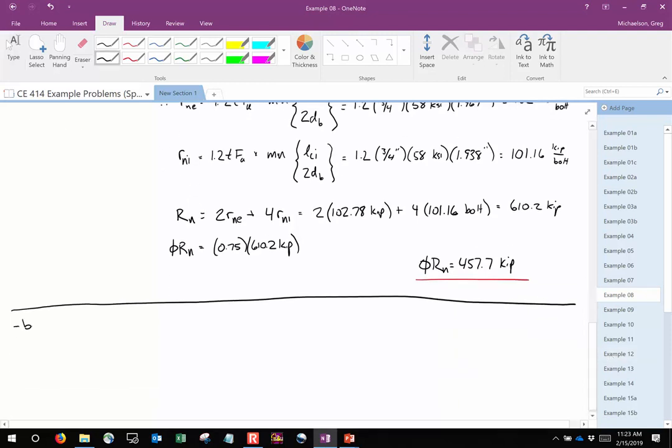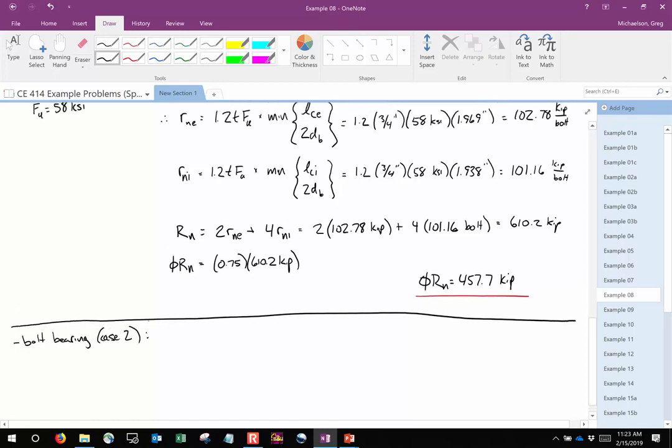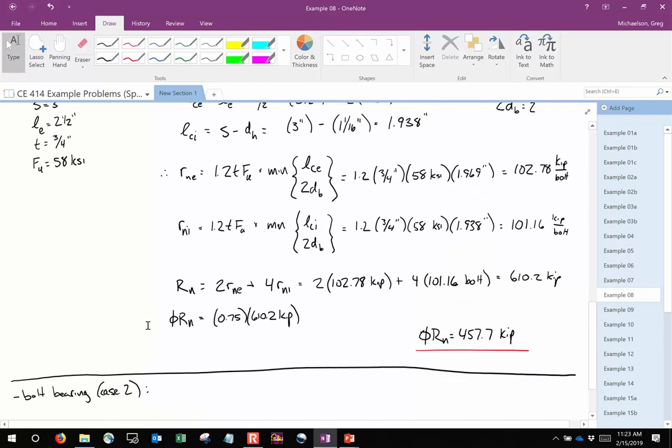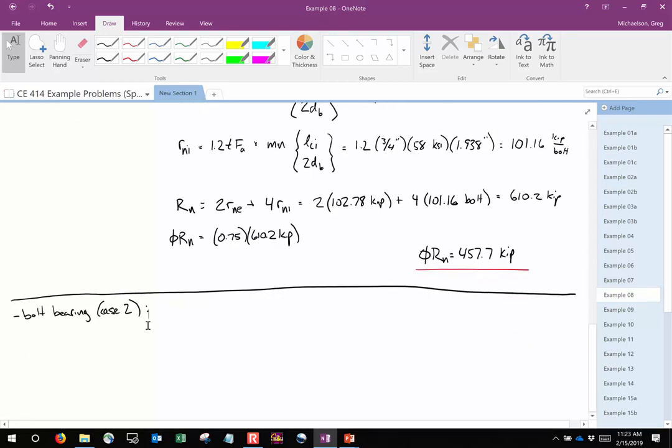Bolt bearing for case two, what's different? Well, we have a different edge distance and a different thickness. Our edge distance was 2 inches and our thickness was 1 inch, right? So we have S equals 3 inches, the edge distance is 2 inches, the thickness is 1 inch, and F sub U is 58 KSI.